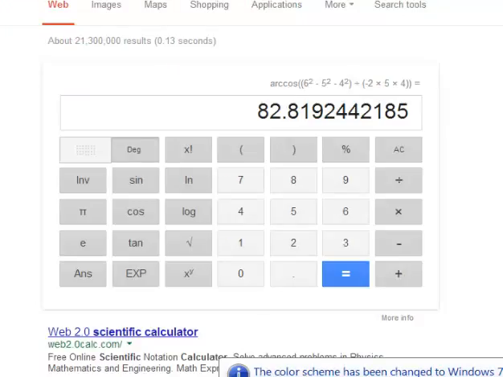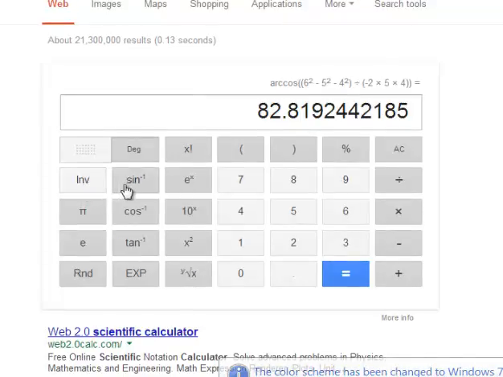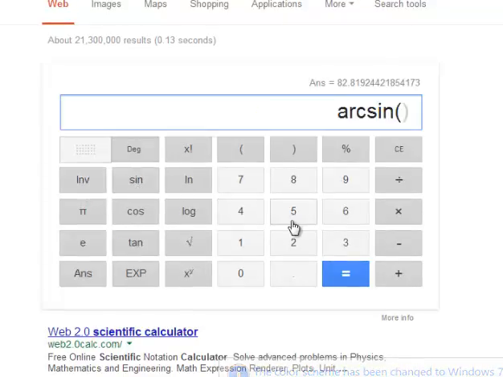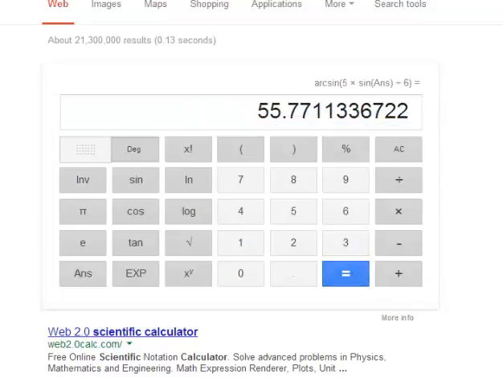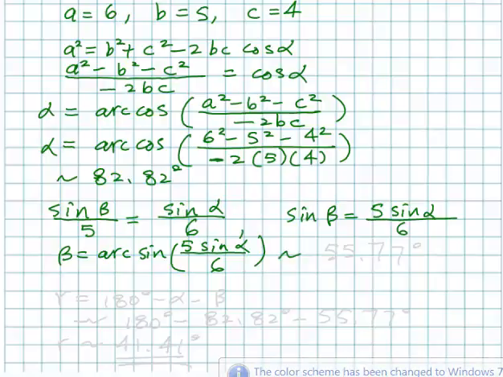The previous answer is still in the calculator. Arc sine, 5 times sine. Press the ANS button, close the parentheses, divided by 6, close the parentheses, equals. Beta is approximately 55.77 degrees.